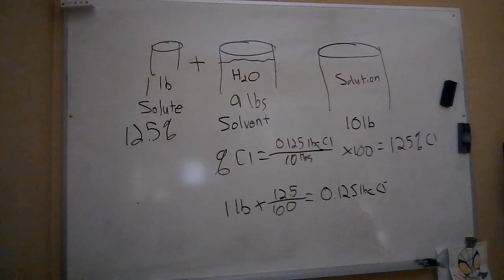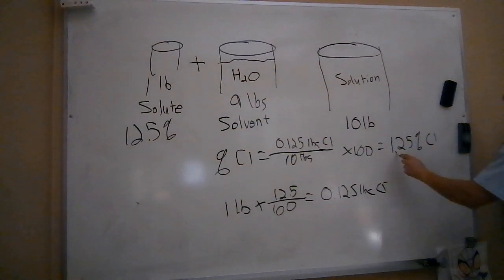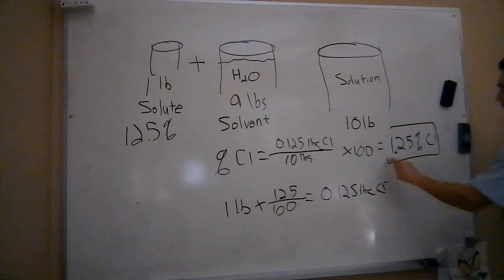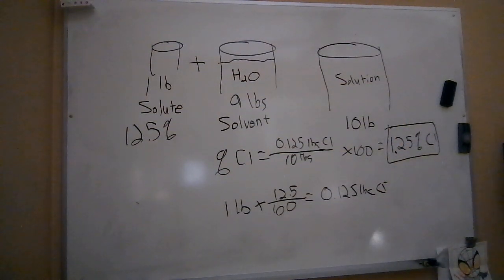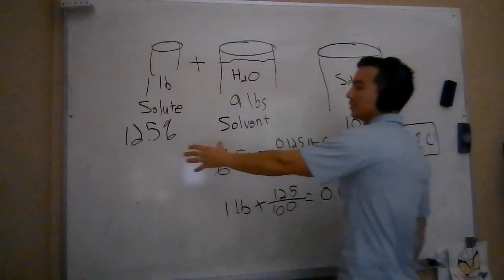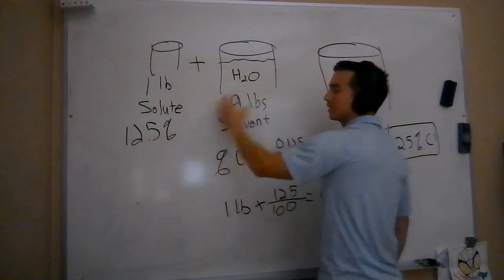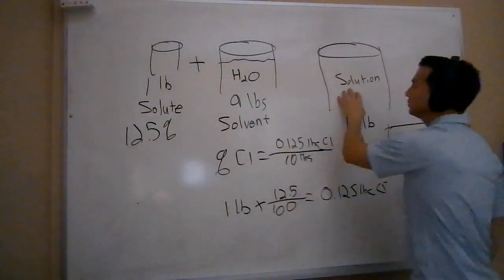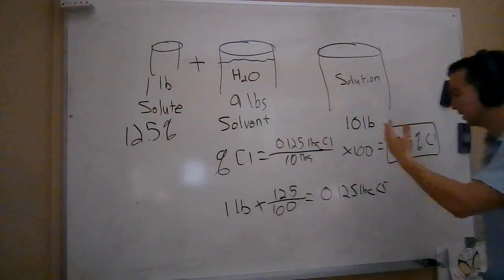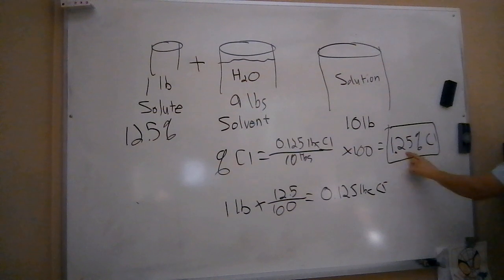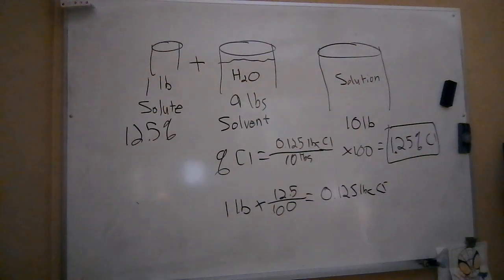Let's make sure that makes sense. We got this number, 0.125. I always want you to do a quick check in these calculations: does that make sense? If I've got a solution that's 12.5% and I add it to a bunch of water, the concentration of chlorine in this new solution should be less, a lot less. Let's check. 1.25, yeah, that's a lot less. Just over 1%, from 12% to 1%. Does that make sense? Yes.